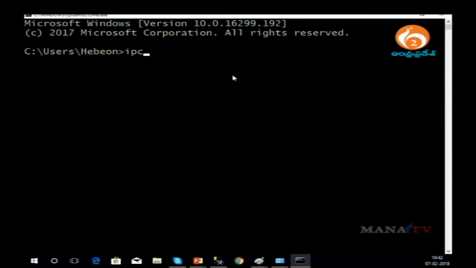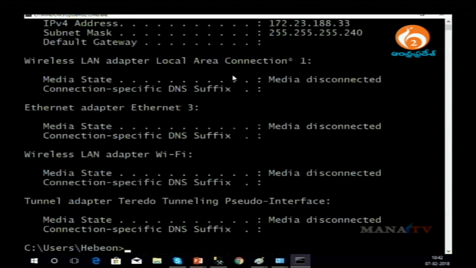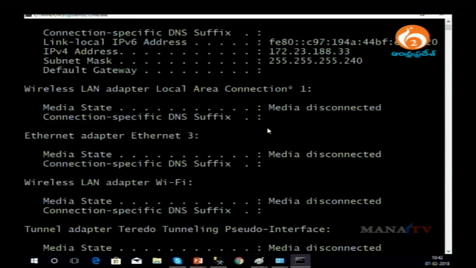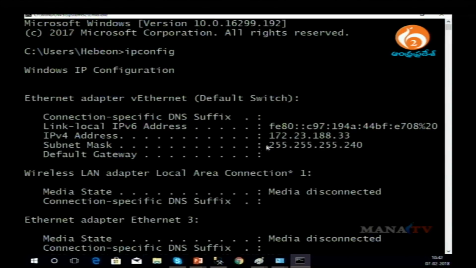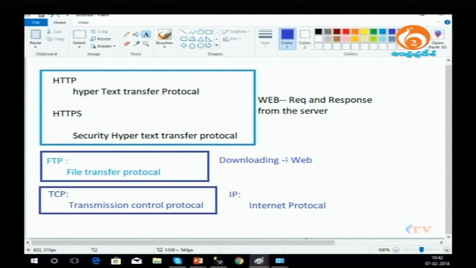Now if I type ipconfig, imagine that my machine is connected to some network. This is my local IP address. Let's see, what is this local IP address? 172.23.188.33 is the IP address of your machine, right? So these are very important terms which you have to remember in the terminology of the web, because they may ask you what is the meaning of internet protocol, and how you can check that internet protocol. It's a pretty simple job.